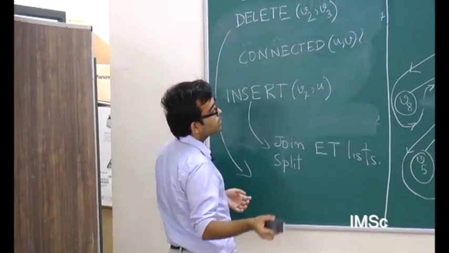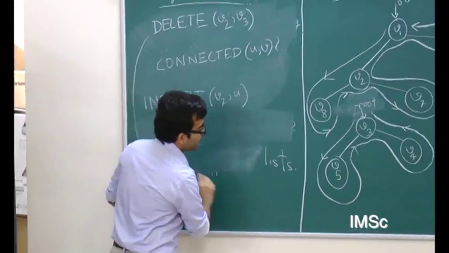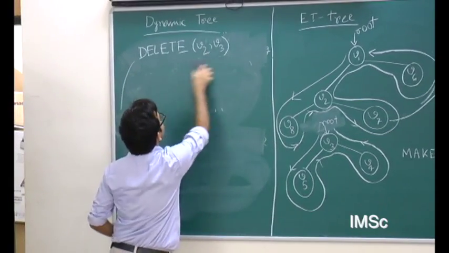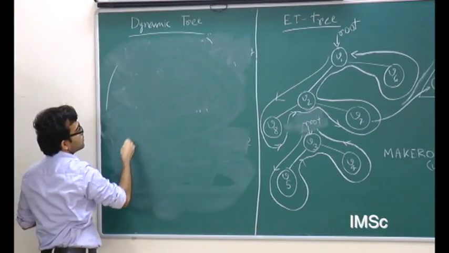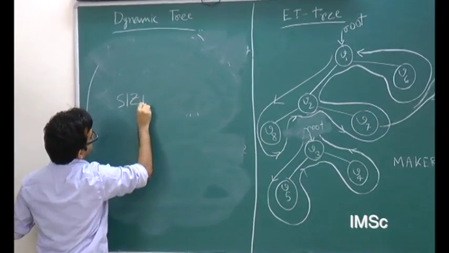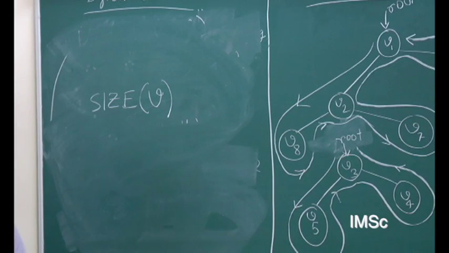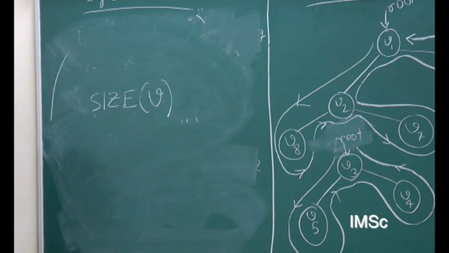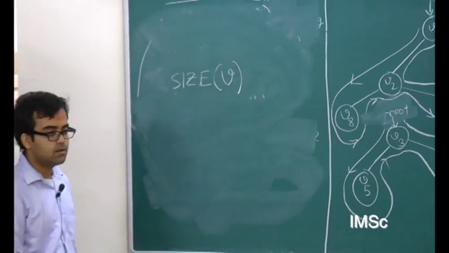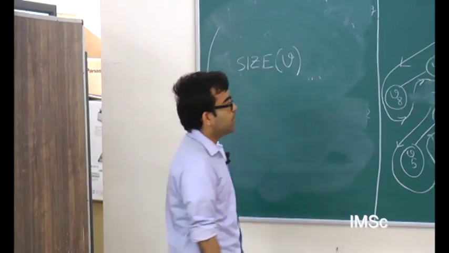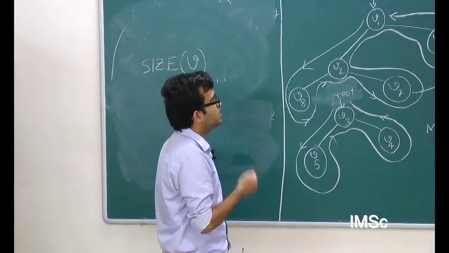Can you check? We need to support some more queries, right? If you go back to the dynamic connectivity algorithm, we had to support, say, this query, size of v. So look at the tree containing v. What is the number of nodes in that tree? How will you support that using ET trees? Yes, that is the idea. You just need to be careful about slightly more detail.